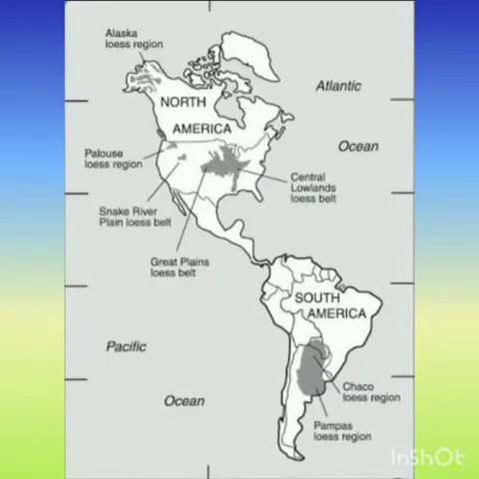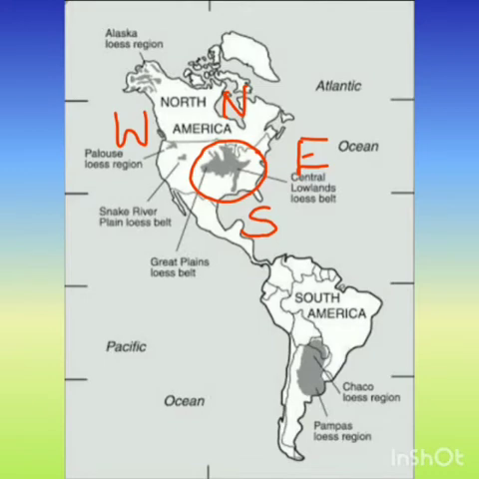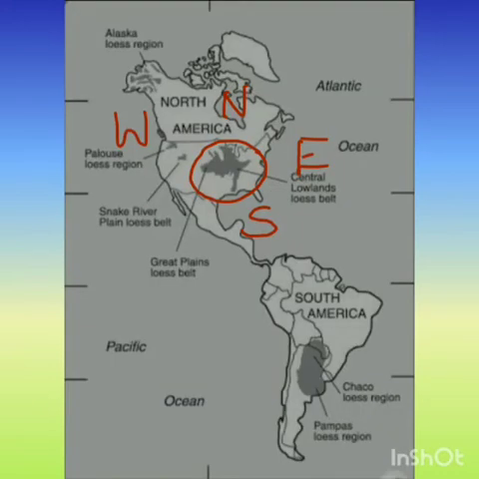Then where is the Central Lowlands? This region is the Central Lowlands. You can find that it is in between the Hudson Bay, which is in the north, and the Gulf of Mexico, which is in the south. Then to the west is the Western Cordillera, and to the east, the Eastern Highlands. So in between is the Central Lowlands.